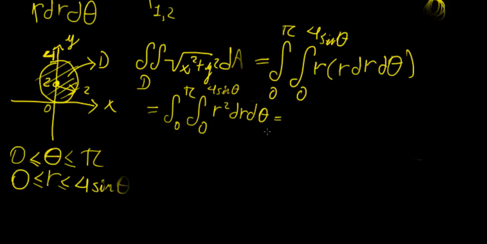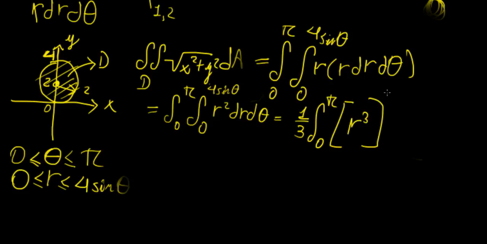This is going to be equal to, let's take out the 3, so 1 over 3, integral from 0 to pi of r cubed, evaluated from 0 to 4 sine theta, d theta. Now actually, let me evaluate this first. When we put 0 in here, nothing happens, that vanishes. But when we have 4 sine theta, we're going to have 4 to the power of 3, that's 64. Let's move that constant to the outside, so that's going to be 64 over 3.